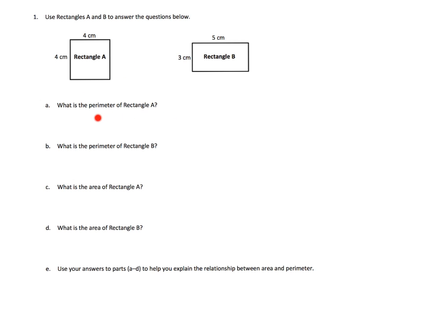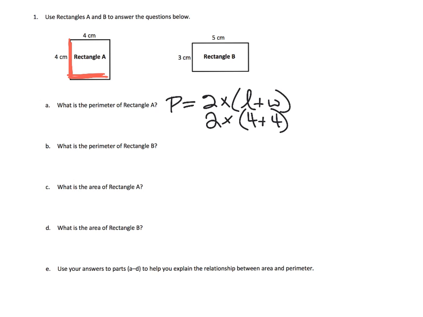So what is the perimeter of rectangle A? Well, remember, perimeter means you're going to add this length and this length, which is going to be 4 plus 4, which is 8. And then you're going to double it and get 16. So perimeter is 2 times the length plus the width, which in this case is 4 plus 4, which is 8. 8 times 2 is 16. So the perimeter is 16.